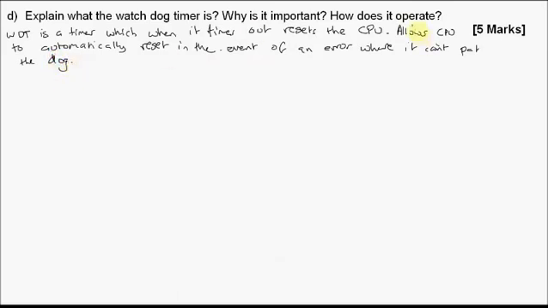And we're talking about how does it operate. Why is it important first? Often we're designing microcontrollers that will operate in environments that are inaccessible and we can't get to them to reset them. So they might be in space, they might be thousands of kilometers away from the nearest person. So we want the microcontroller to keep running even if we aren't there to reset.